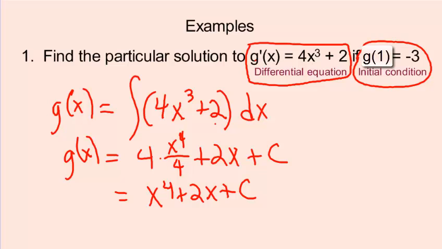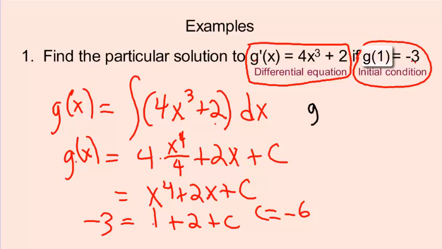Now, since I know that x is 1 when y is negative 3, I can plug in negative 3 for my y value, or my g of x value, and I can plug in 1 for my x values, which would give me 1 to the 4th, which is 1, 2 times 1 would be 2, plus c. And as a result, if I subtract 3 from both sides, I'd end up with a negative 6. Now, I have all the pieces of information that I need. I just have to write the actual equation.